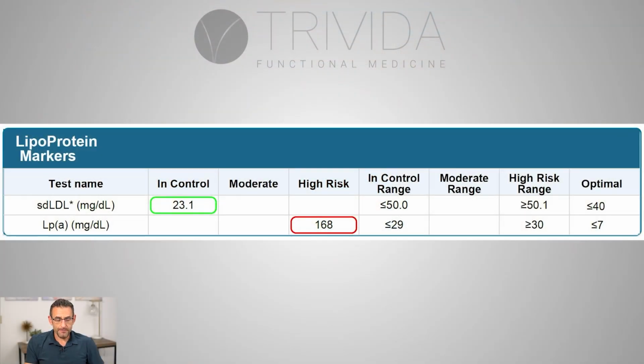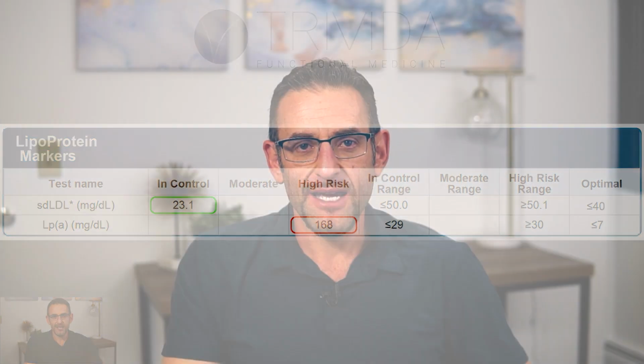Lipoprotein markers. One marker we look at is the size, shape, and production of your cholesterol. SD-LDL, or small dense LDL, is a big marker that I like to look at, because it tells me the size, shape, and production of your cholesterol. SD stands for small dense LDL. When it comes to cholesterol, we like our cholesterol to be big and fluffy, not small and dense. The smaller and denser a cholesterol is, the more dangerous.